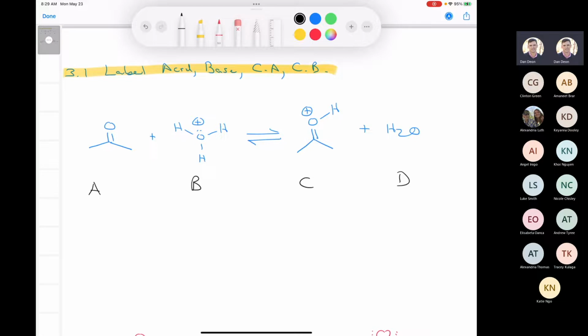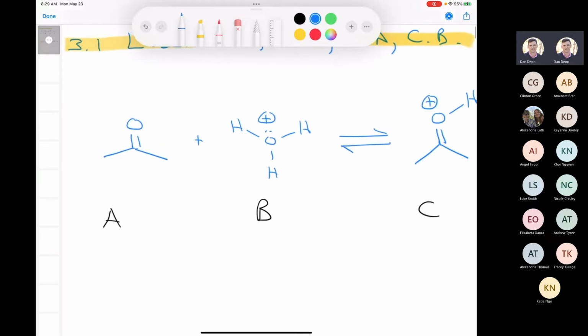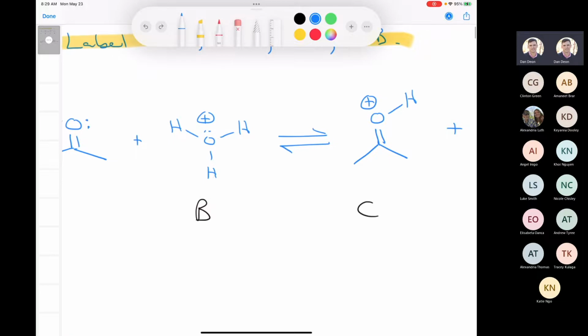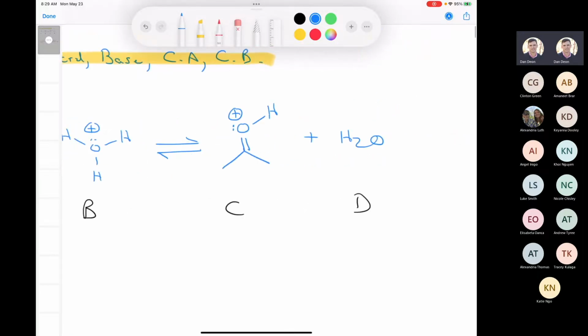I noticed that I left out a few lone pairs, so I'll put those in. Let's just scribble them in here. This oxygen has 2 bonds, needs 2 lone pairs. This one is good. Then if I have an oxygen with a positive charge, it's got 3 bonds and 1 lone pair. And then my water, let's just draw out the whole Lewis structure of water.